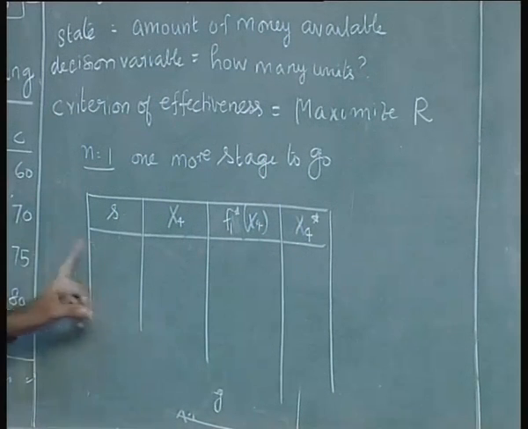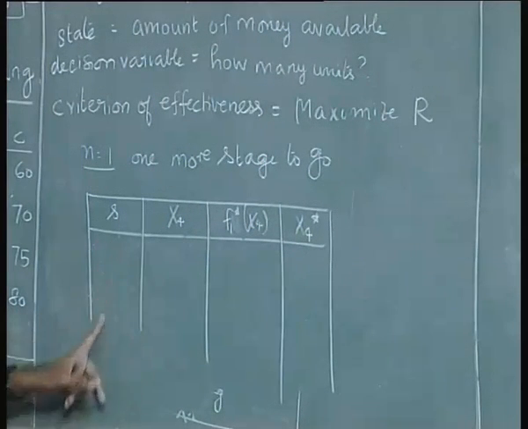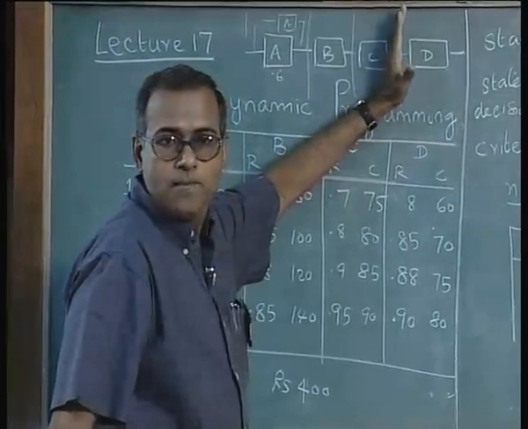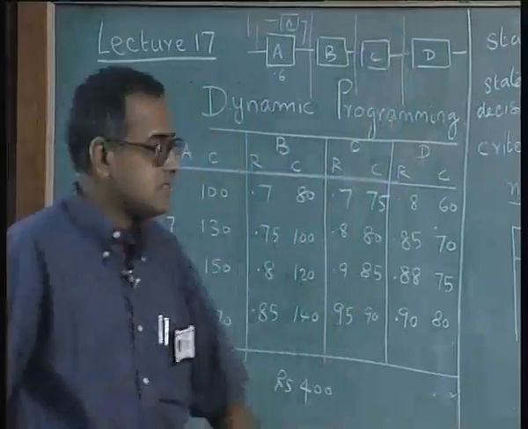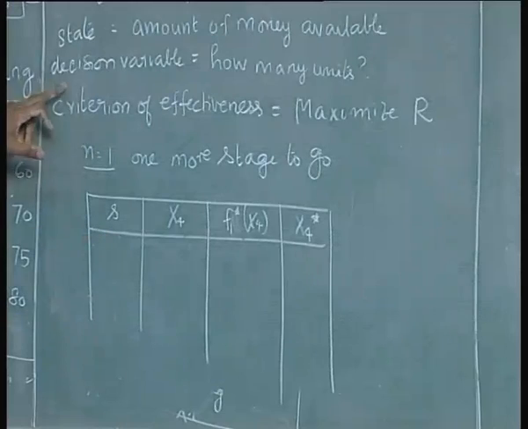Now, what are the possible values that the state variable can take if I have one more thing to go? One easy thing to say is that the money available for allocation of D could be anything from 0 to 400, but we do not follow that. We try to see what is the bare minimum that we need and what is the maximum that we can have.